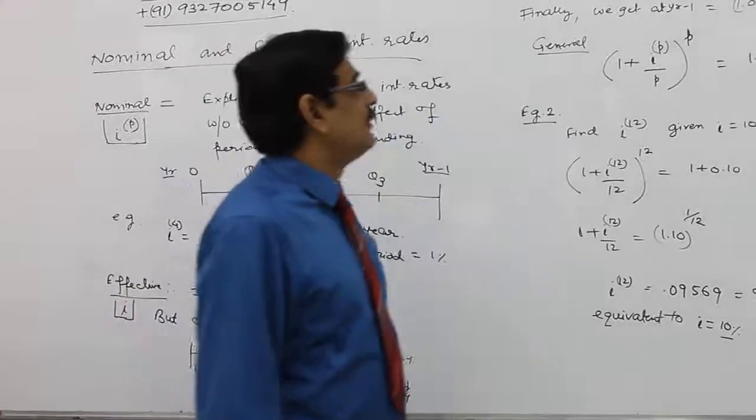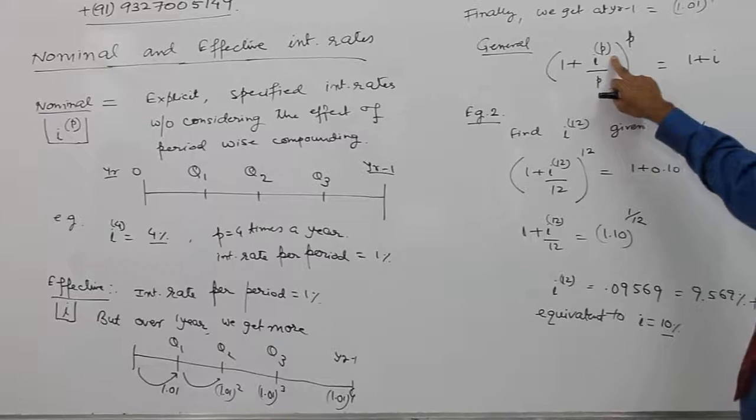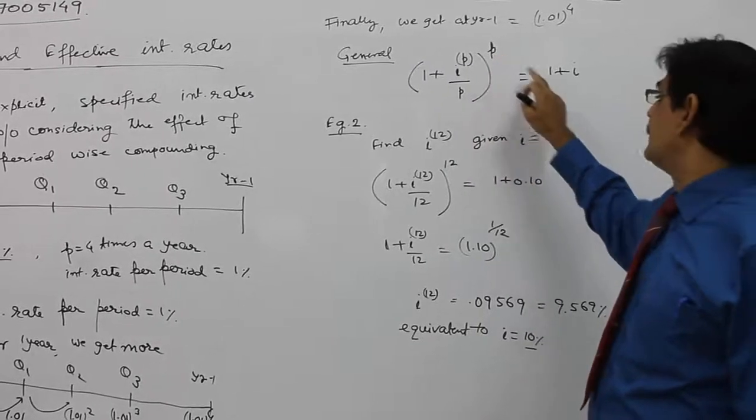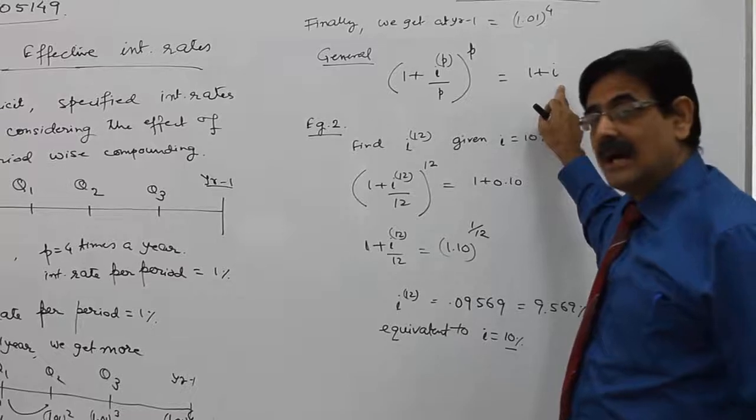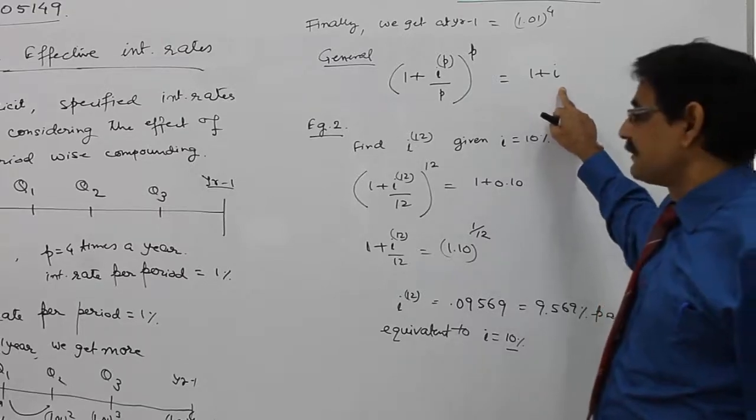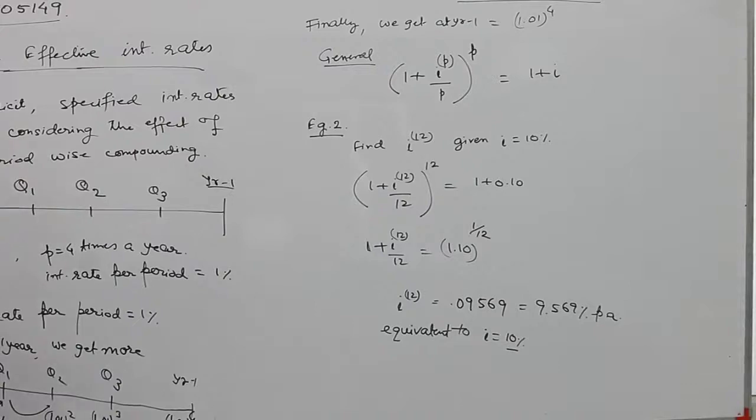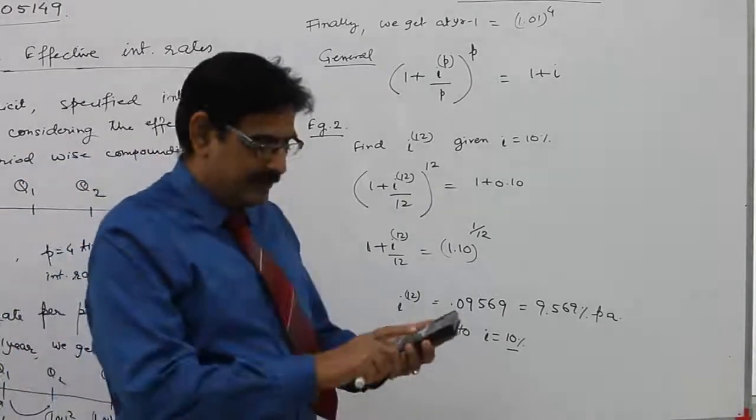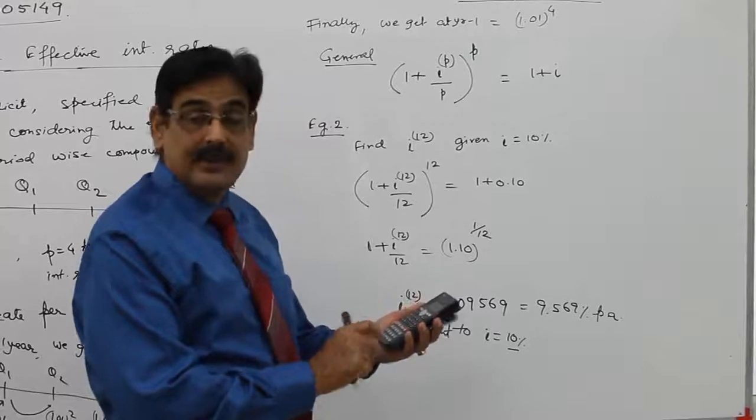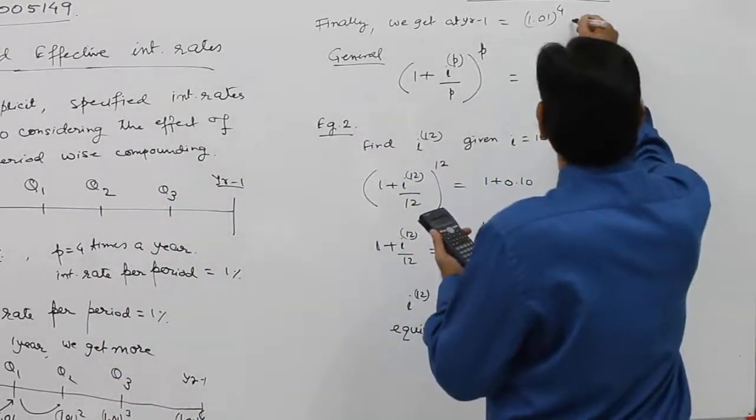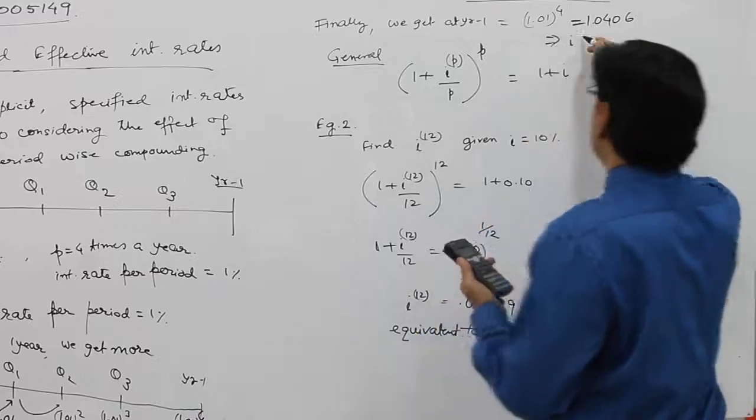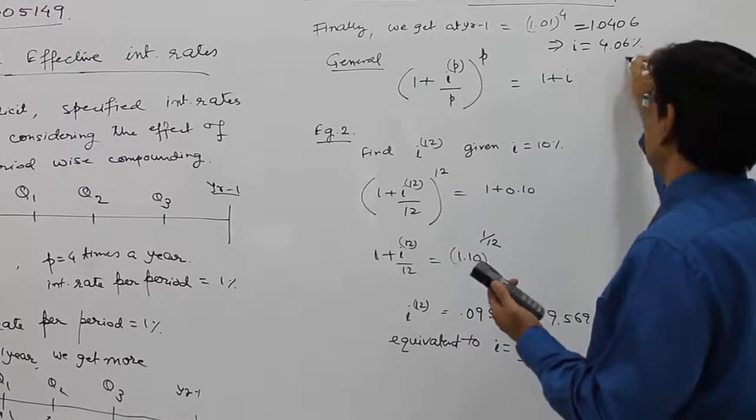Generalizing the formula, (1 + I(p)/p) raised to the power p is equal to 1 + I, where I(p) is I(4), which is 4% in our example, and the I that we get is called the effective interest rate. Finally, let me use the calculator: 1.01 raised to the power 4 gives 1.0406, which gives I as 4.06%.